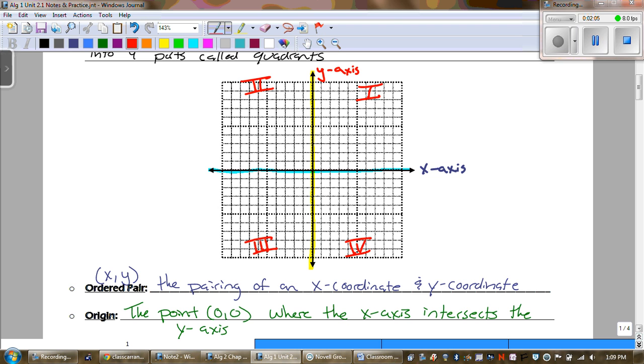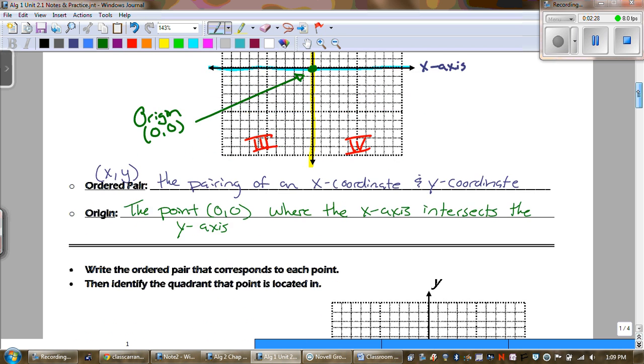And the last one is the origin. The origin is the point 0, 0, and that's where the x-axis intersects the y-axis. Okay? And I'll actually put a point right there and label it. That is the origin. 0, 0. X is 0 and y is 0.